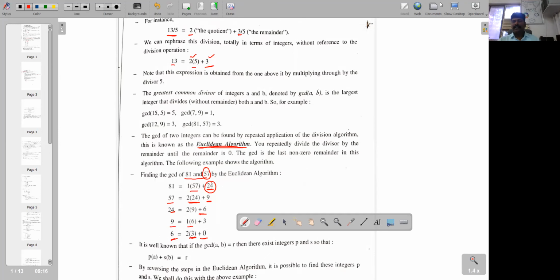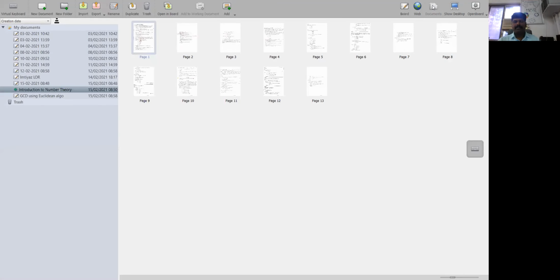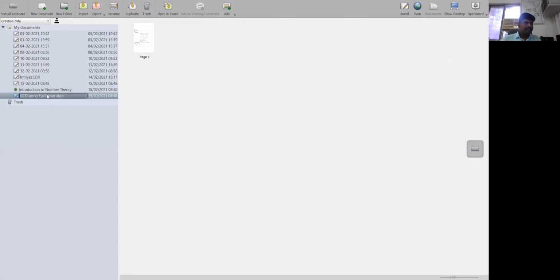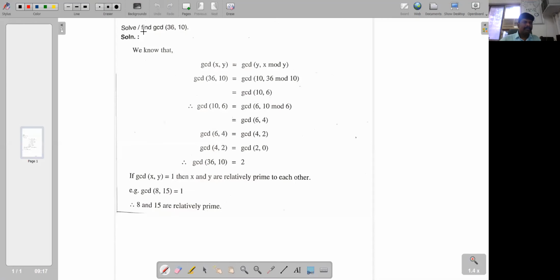For that, I'll open another document. Can you all see the new document which I've shared? So this is the problem. You may get a problem like this in your examinations: find the GCD between 36 and 10.